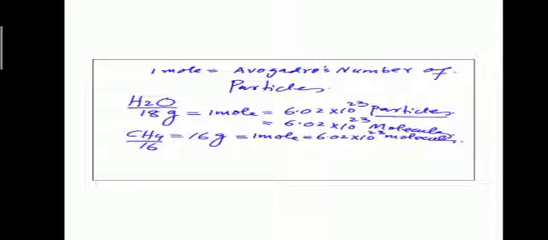If we double the mass, the moles will be double and Avogadro's number will be double as well. For example, for 18 gram, the water contains 1 mole. And 1 mole is equal to 6.02 into 10 raised to power 23 particles. Similarly, for 32, it's equal to 2 moles, which is equal to 1.204 into 10 raised to power 23 particles.